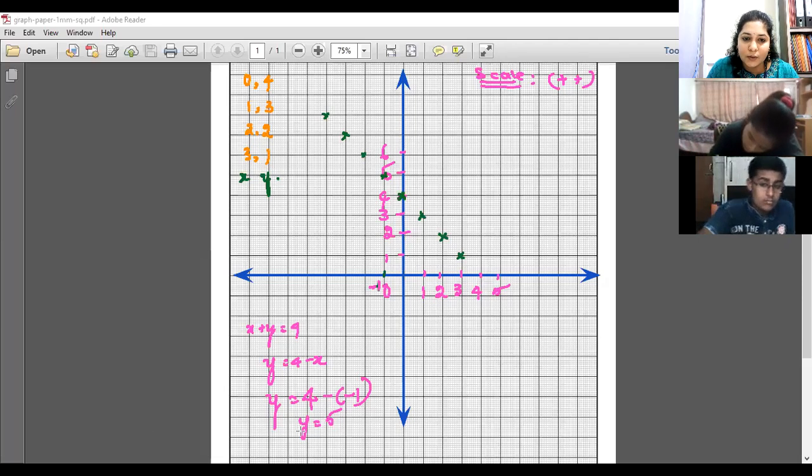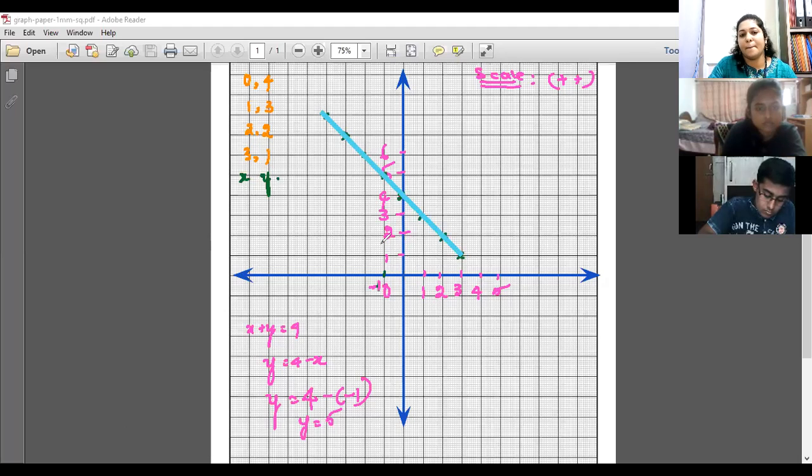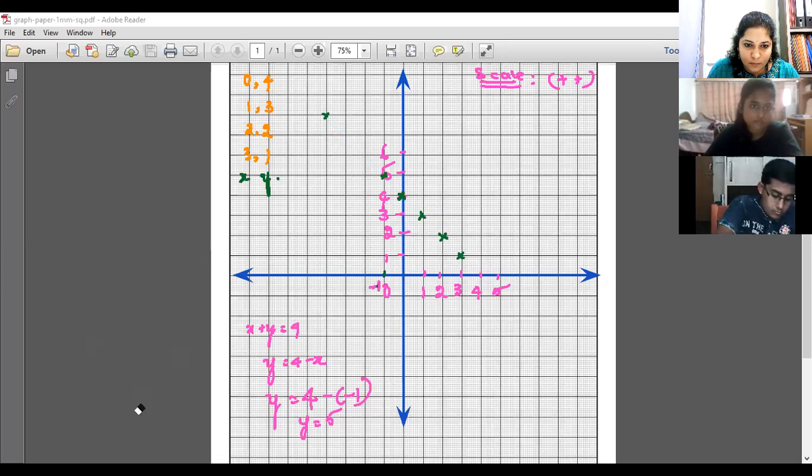You are supposed to join the points. How to join the points? Just draw a straight line such that all the points are joined. Okay, so this will be your plot, isn't it? So this will be your plot.